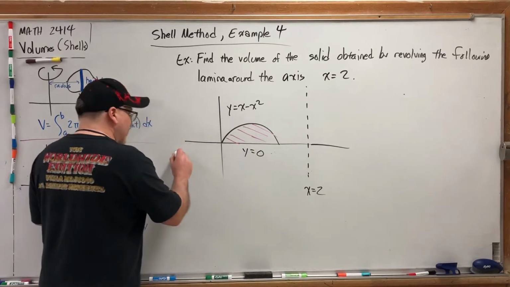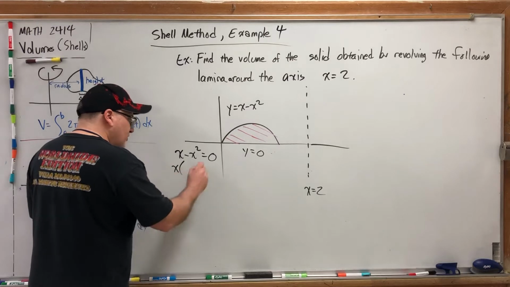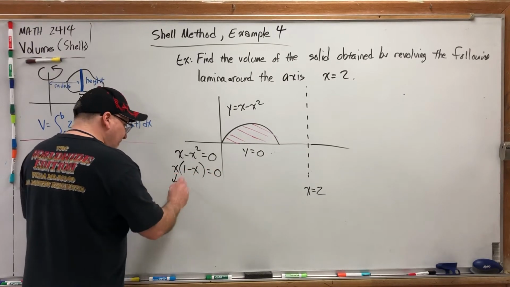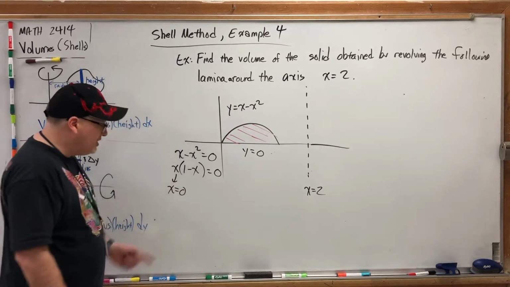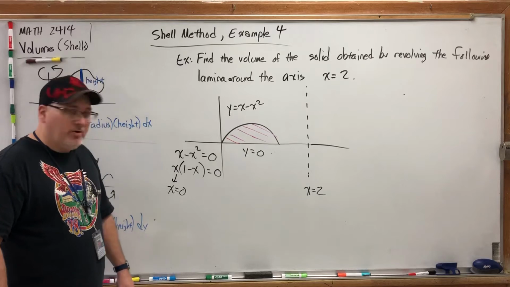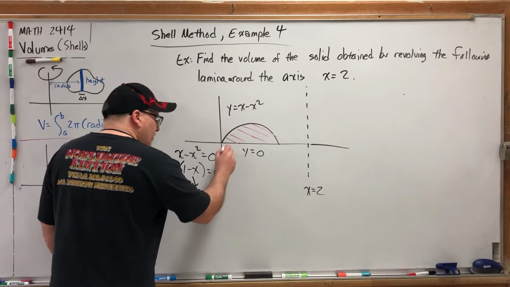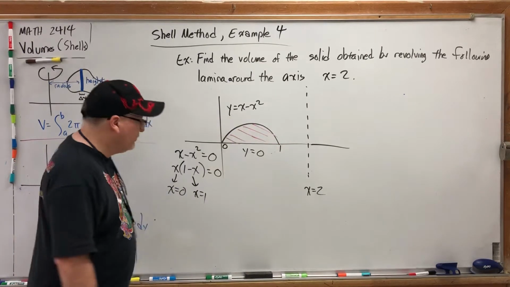simply have to put x minus x squared is equal to 0, factor out an x, that would leave 1 minus x, and then set each factor equal to 0. Putting x equals 0 ends that. Putting 1 minus x equal to 0 and solving it gives x equals 1. So our lamina doesn't stay up here too long.